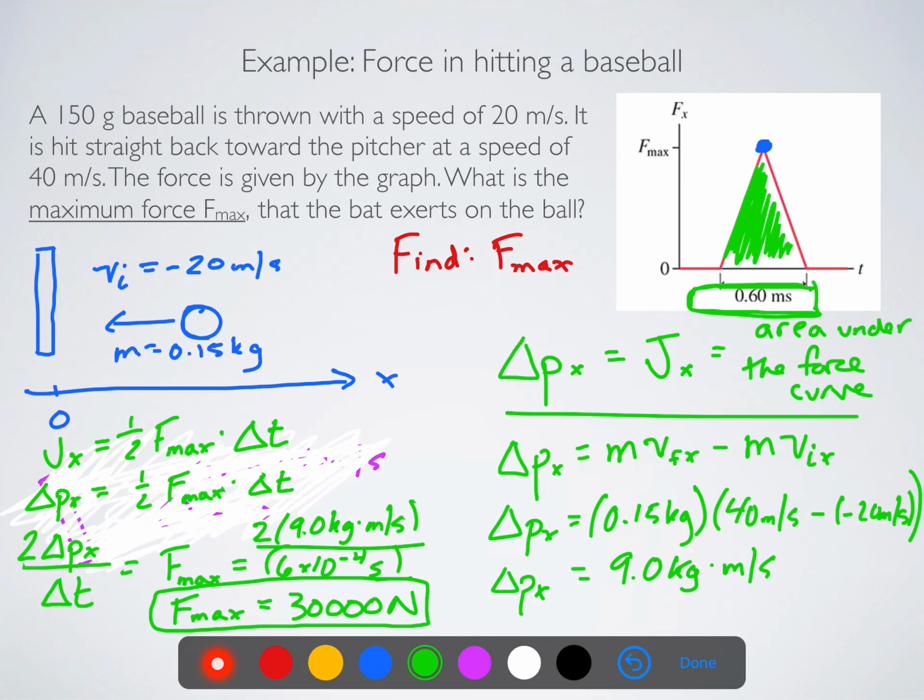Now also think about this. It only takes about 5,000 newtons to break your nose. So if you think about it, would getting hit in the face by a baseball bat break your nose? Absolutely. And 30,000 newtons says that right here. 30,000 newtons would absolutely do a lot of damage. So conceptually, this makes sense.